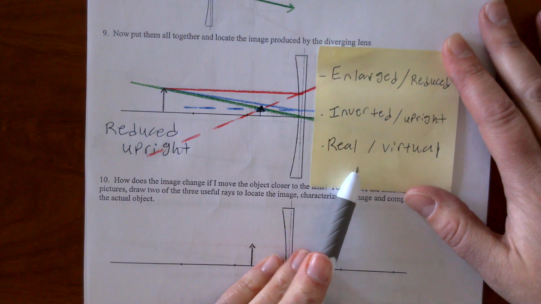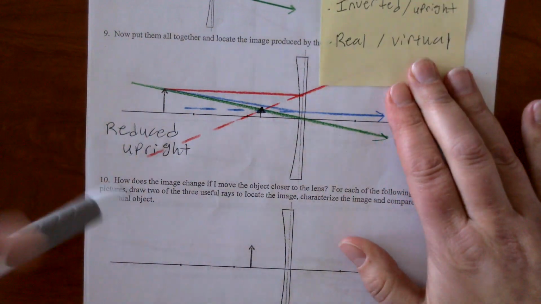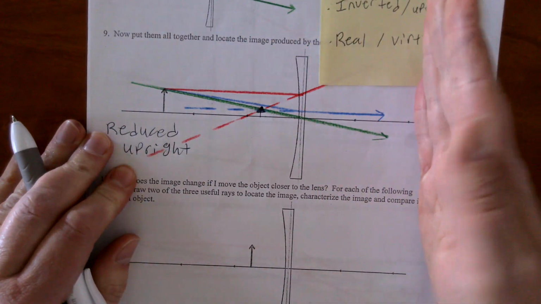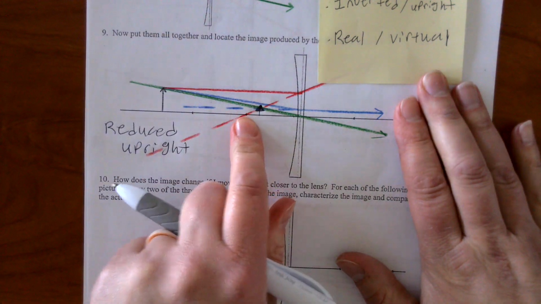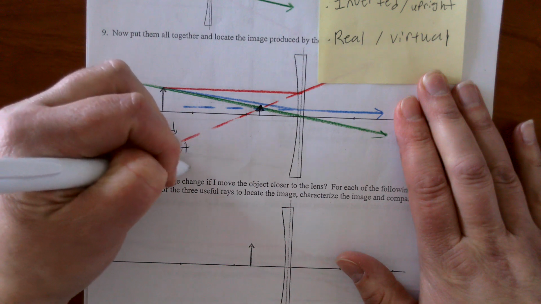And lastly, real and virtual. Remember, it is opposite to the mirrors. Remember, over here is the virtual side and over here is the real side for lenses. So in this case, this one is where the virtual lines meet up. So that means it is virtual.